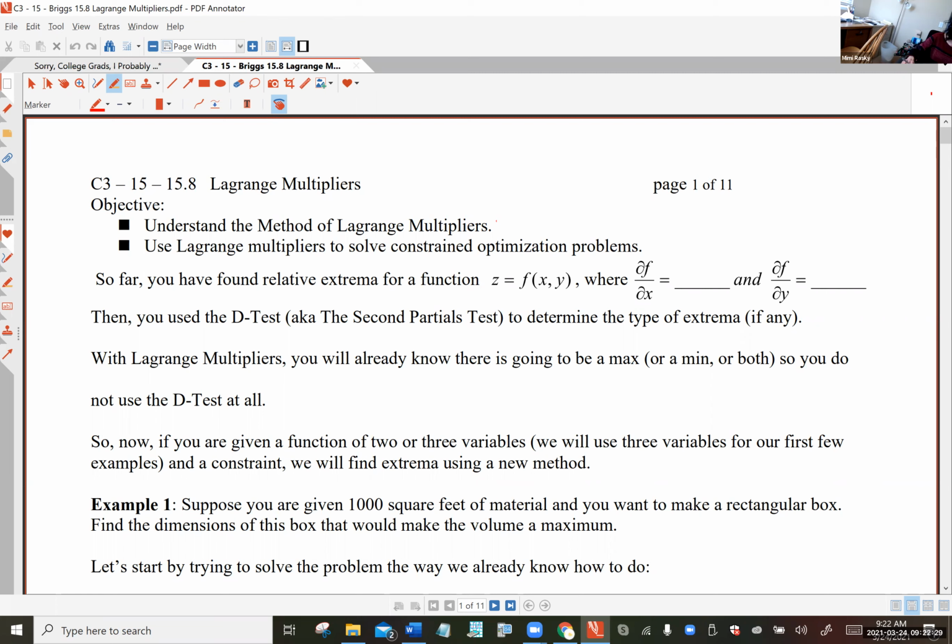Here we go. We'll start off with what you know, and then we'll go to what you don't know. So what do you know so far? You know that for finding relative extrema of a function of two variables, you get your first partial with respect to x, set it equal to 0, and then you get your first partial with respect to y, set it equal to 0. Then after you've solved that system, you do the d-test and figure out what kind of extrema you've got. With Lagrange multipliers, it's a totally different approach.